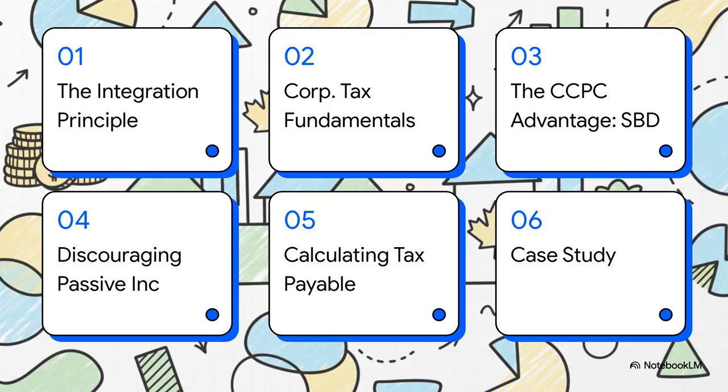So here's our game plan. We'll kick things off with the absolute foundational principle of the entire system, tax integration. Then, we'll cover some corporate tax fundamentals before diving into the main advantage for CCPCs. That's the small business deduction. We'll also look at the flip side, how the system discourages passive income. After that, we'll put all those pieces together to see how tax payable is actually calculated. And finally, we'll wrap up with a practical case study to see how it all plays out in the real world.